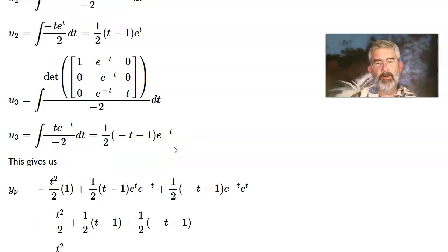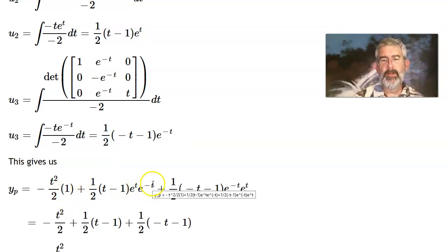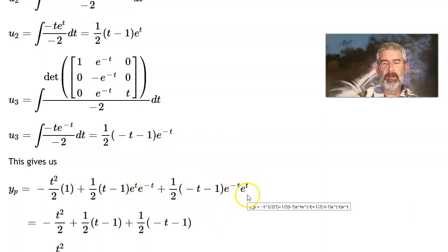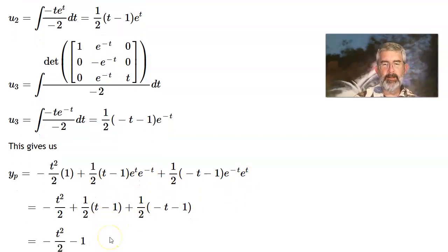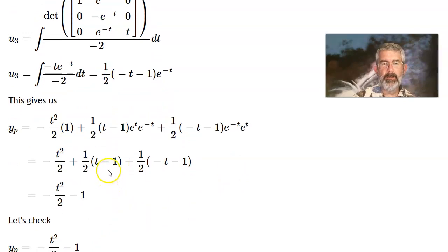So then y sub p was u1 times y1 plus u2 times y2 plus u3 times y3, and in each of these two, the e to the t times e to the minus t is just 1. And so that looks like that, right down there. And then there's a plus a half t and a minus a half t that goes away, and there's a minus a half and a minus another half, which is minus 1. And so y sub p looks like this.